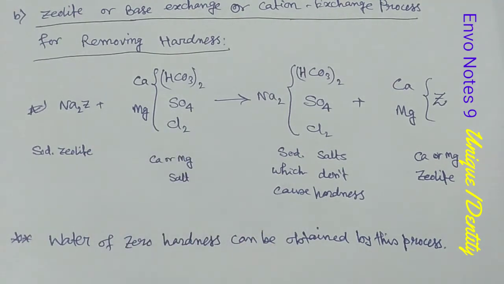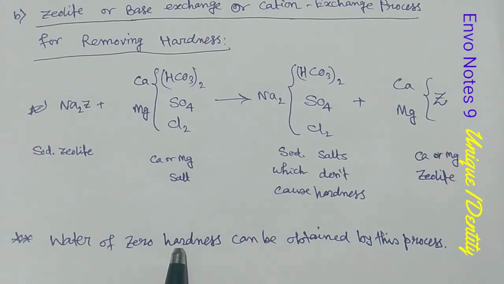In this zeolite process, water of zero hardness can be produced, whereas in the lime soda process recarbonation is a must for the post treatment, but here no post treatment is required. So this is the difference between the zeolite and lime soda process.